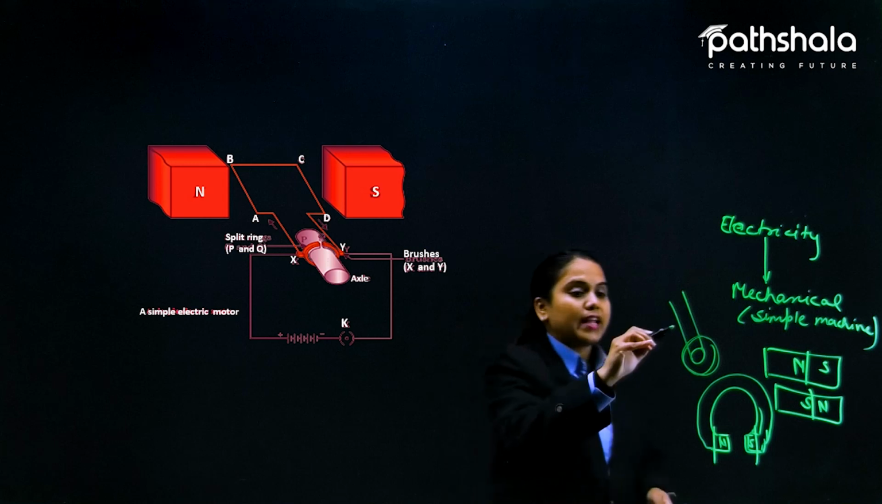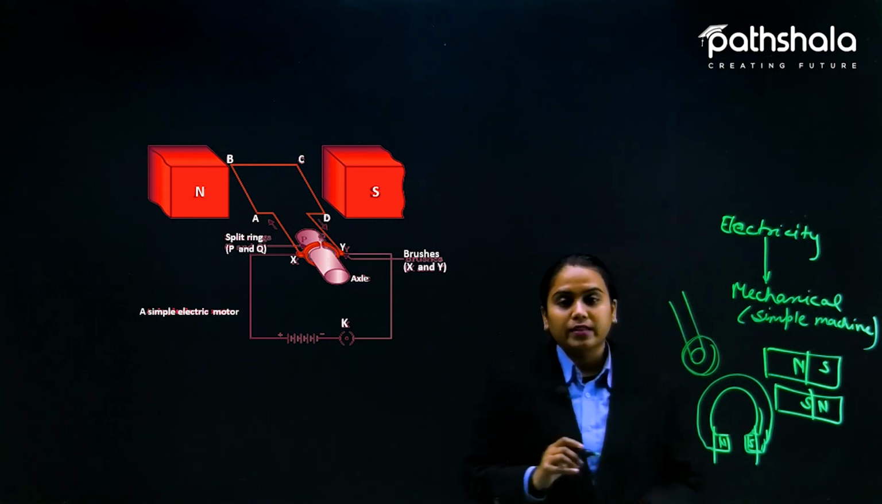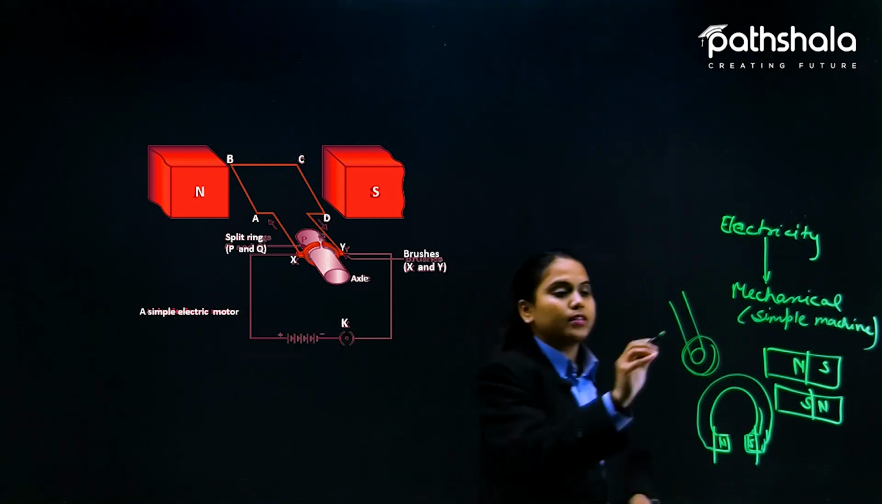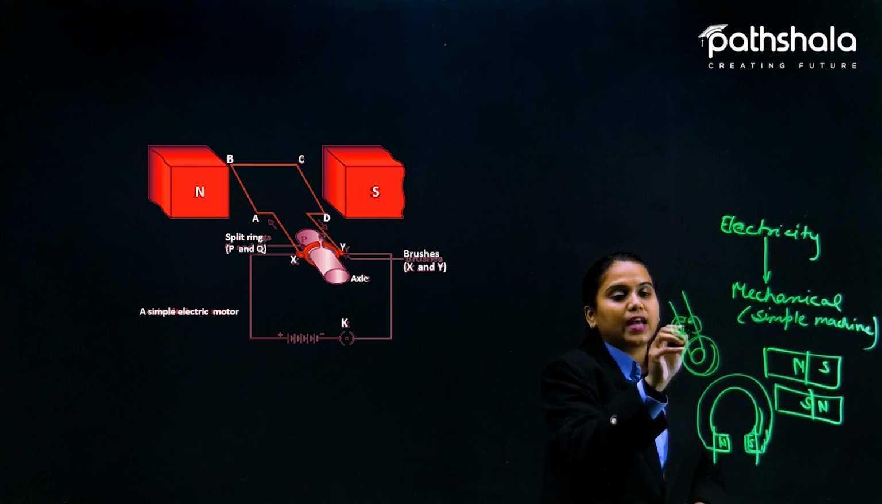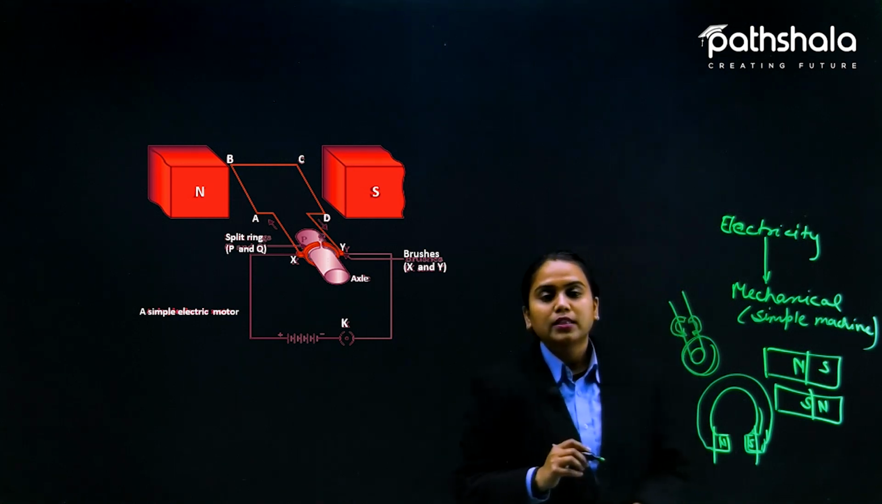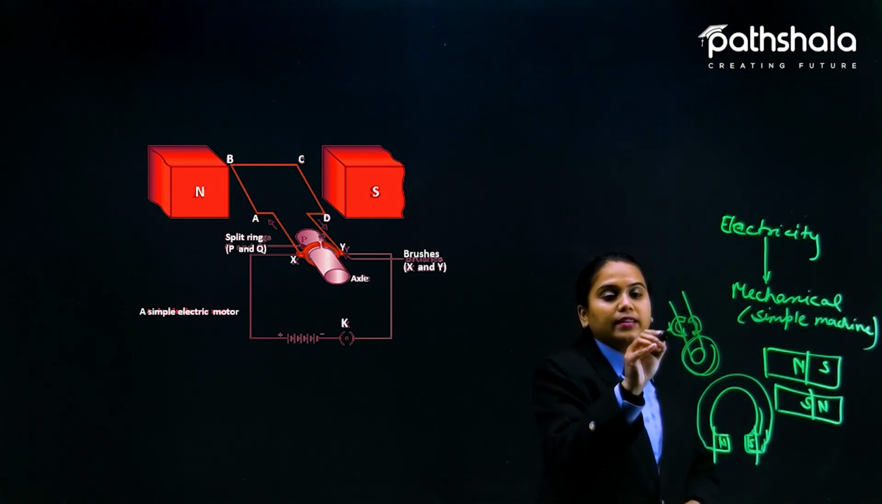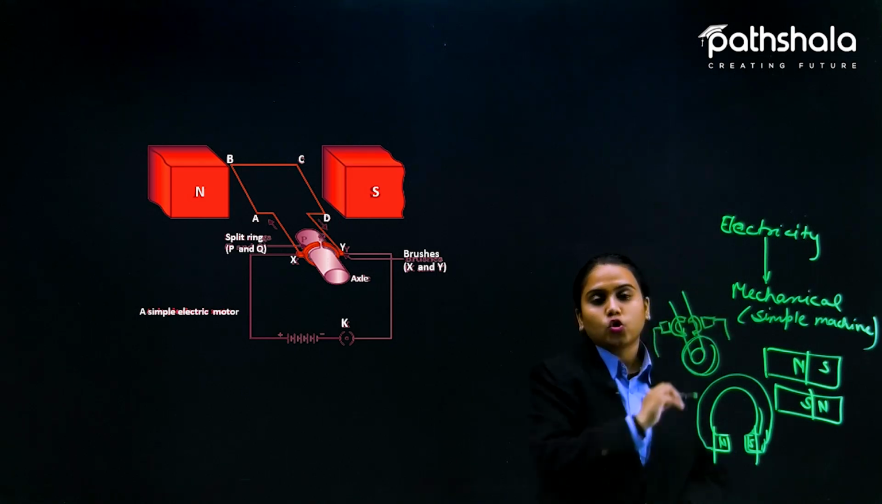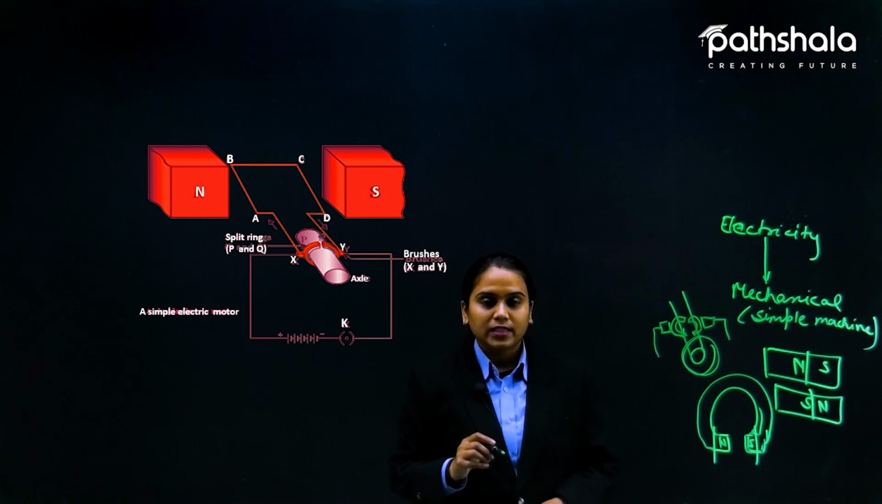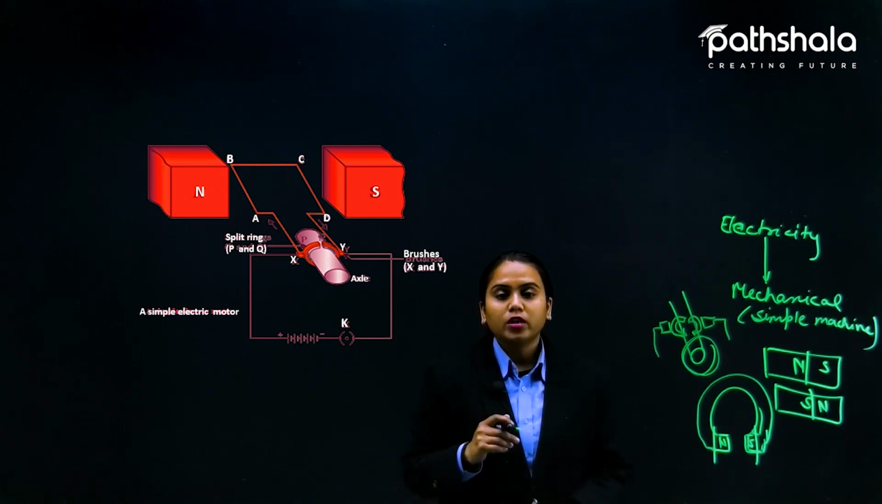Now it is attached with split rings. So what are split rings? The C-like structures that you are seeing here, attached to this rod, this axle, are known as split rings, okay? And these are the brushes. So this is what it looks like. This is what the motor looks like.